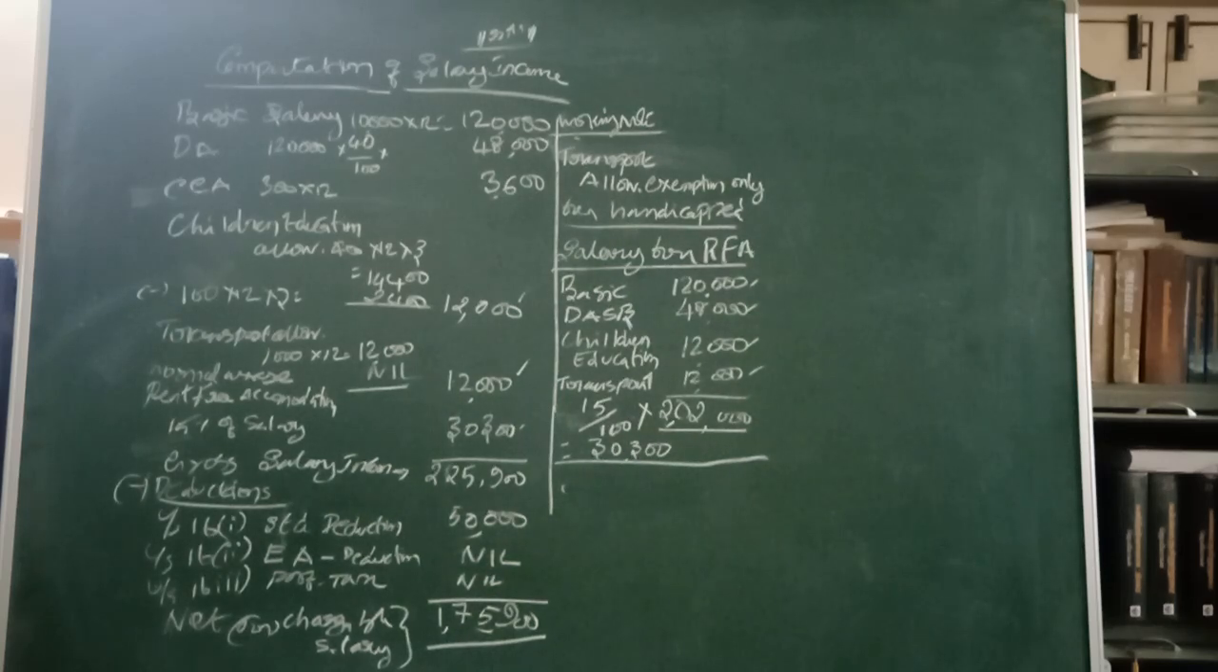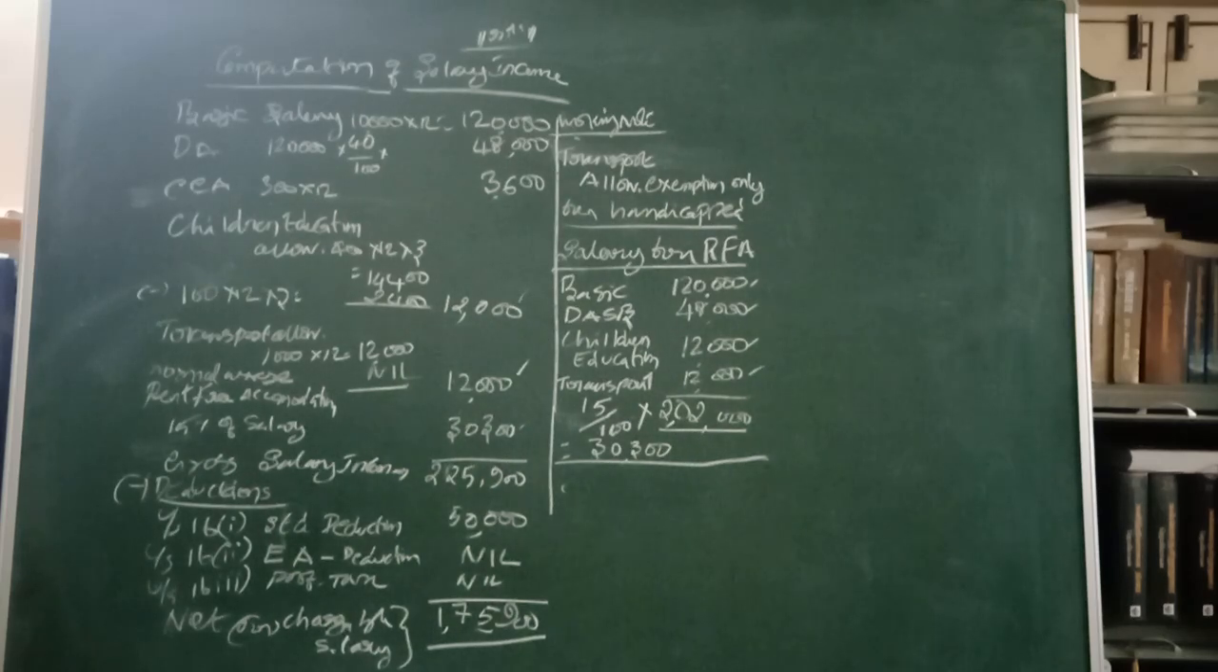Transport allowance, if possible, you please put a mark on that. Normally, transport allowance is fully taxable. Mind it carefully. For present assessment, transport allowance is fully taxable, whereas for handicapped assessees, it is exempt. Exemption you can claim. Okay, so in this, nothing is stated, so it is considered as fully taxable.